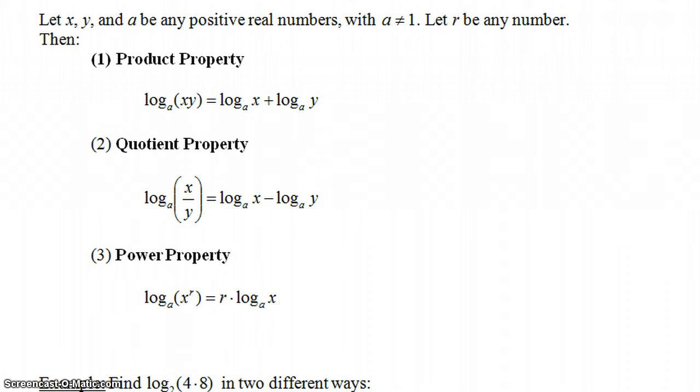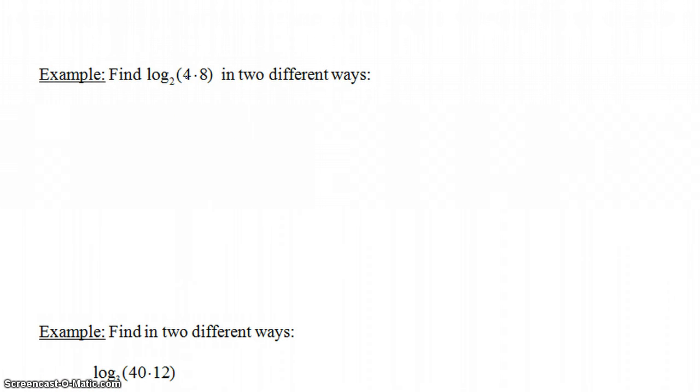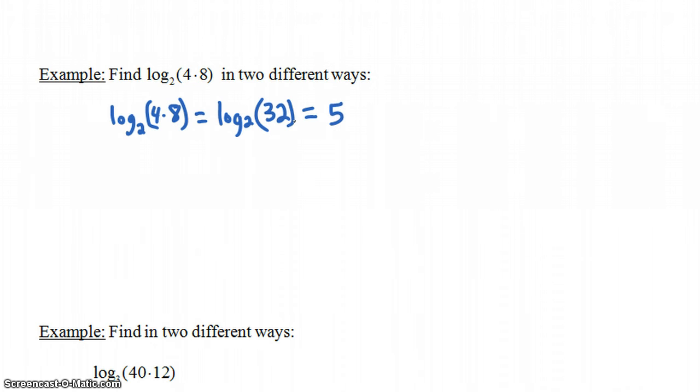First of all, is the product property even true? Is that true, or am I just making this up? Well, let's look at an example. This says find log base 2 of 4 times 8 in two different ways. One way is to write log base 2 of 4 times 8, which is the same thing as log base 2 of 32, because 4 times 8 is 32. What's log base 2 of 32? It's 5, because 2 to the 5th power is 32. 2 times 2 times 2 times 2 times 2 is 32.